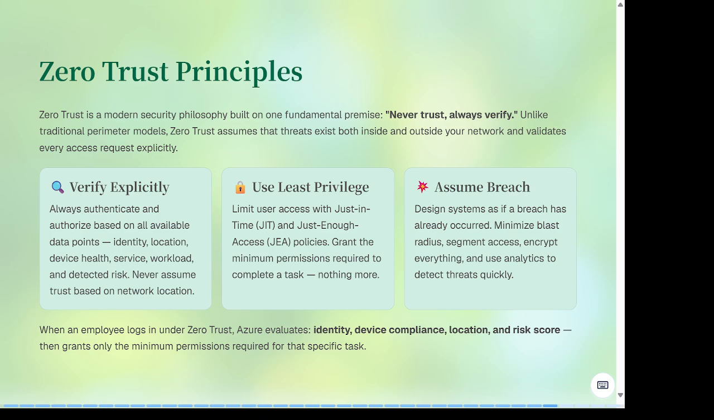Verify explicitly. This means every access request must be authenticated and authorized using all available signals. These include identity, location, device health, service or workload identity, risk level and behavior. So access is not based on network location or assumptions. It is based on real-time verification.